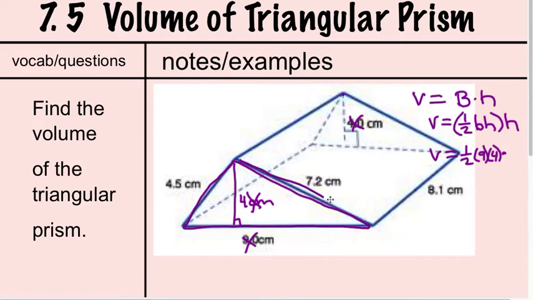Well, this 7.2 goes to this line. That's not the height. 4.5 goes to this line. That's not the height. So if I was to take this and stand it up on this triangle, the height is going to be 8.1.